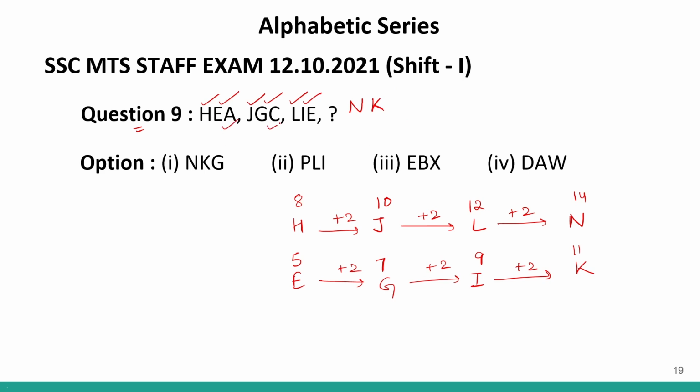Coming to A, C and E. So, A, C, E. A is 1, C is 3, E is 5. So, this is plus 2. This is plus 2. We'll move forward plus 2. So, if I move forward plus 2, I'll get 7 and at 7th position we have G. So, the next one will be G. Option number 1 will be the correct answer. Clear?